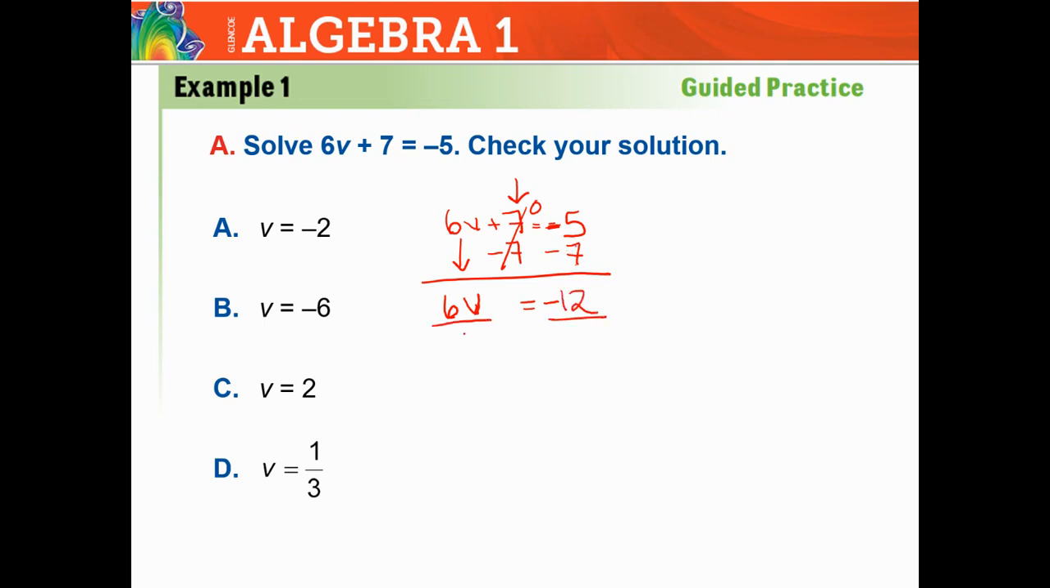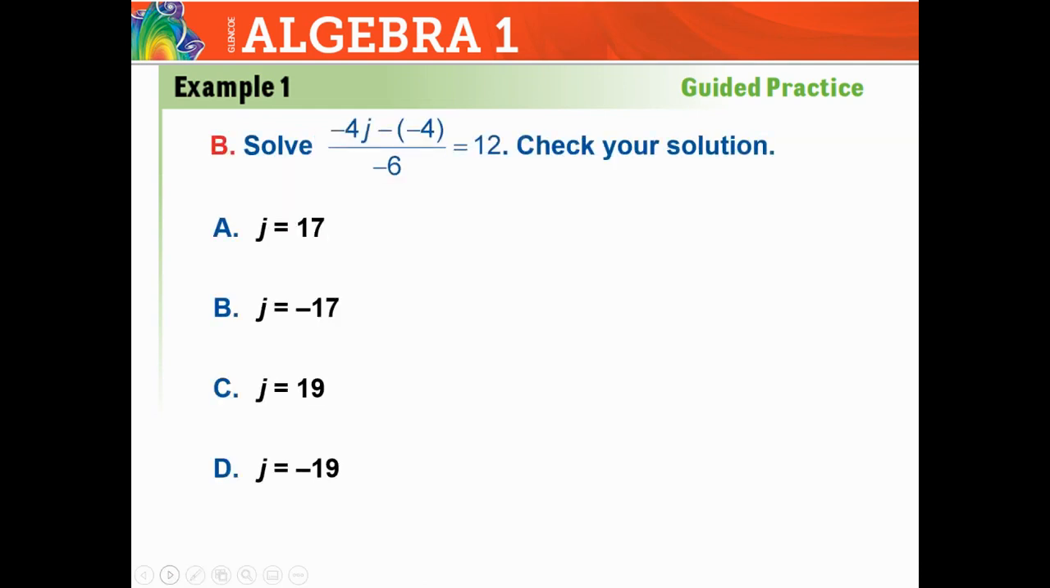Now we divide by 6 on both sides since we are multiplying. So we should get v equals -12 divided by 6 is a -2. Our answer should be A. Let's check it. And that's what they got. Now let's try this one. Go ahead and try it.